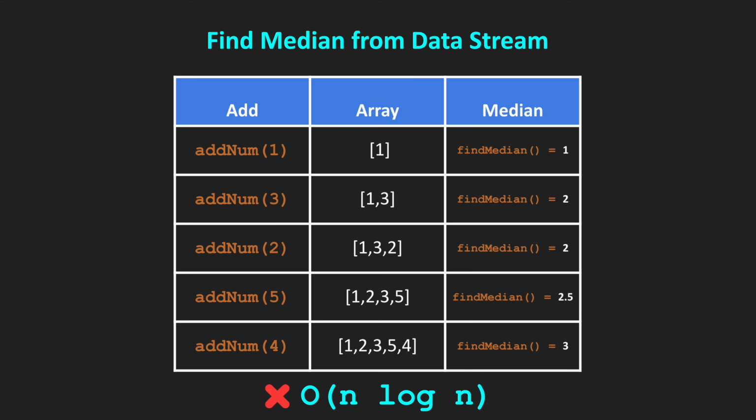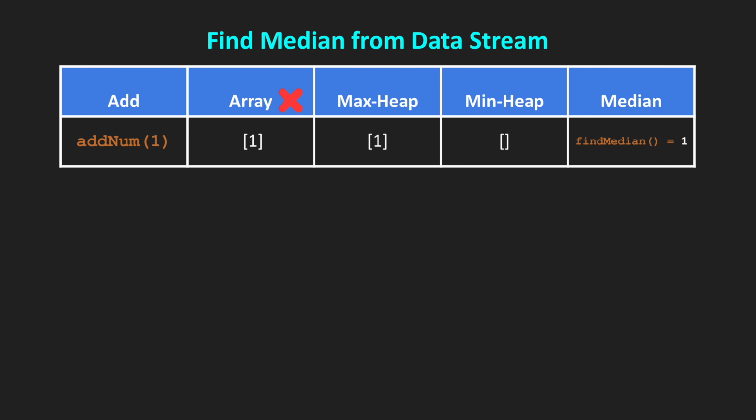So which approach are we going to use? Instead of using an array, we are going to use a heap. We are going to use two heaps: a max heap and a min heap. A heap is just a binary tree data structure. In the max heap, the root element is the maximum element in that binary tree, and in the min heap, it's the minimum element in that binary tree.